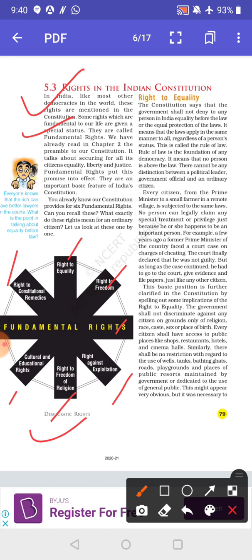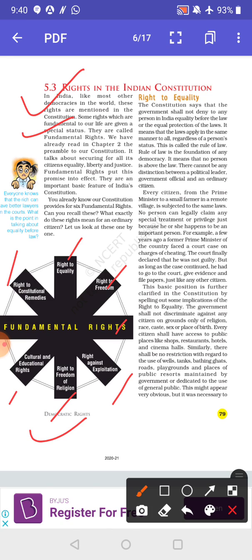In the second chapter we read about the preamble of our constitution, which talks about securing for all its citizens equality, liberty and justice. Fundamental rights put this promise of securing equality, liberty and justice into effect, and they are an important basic feature of our constitution.